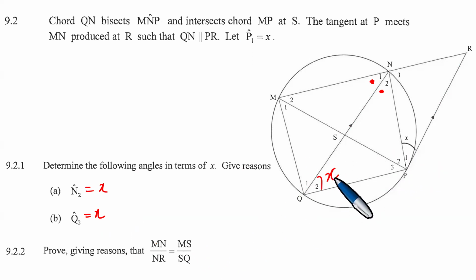We already know that this N2 is also x, and this Q2 is also x, and because N1 and N2 are equal to each other, if N2 is x, this one is also x. We're just writing those notes here. Obviously, the examiner is asking us to prove this. To prove this one, the examiner is dealing with MN over NR, and is also saying it is equal to MS.